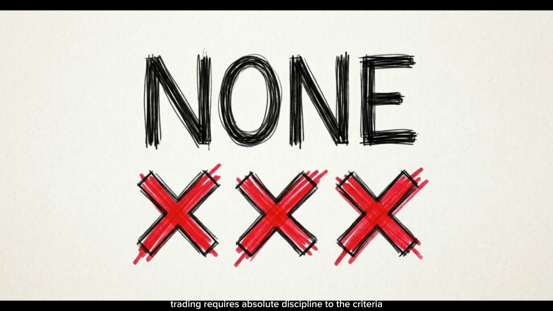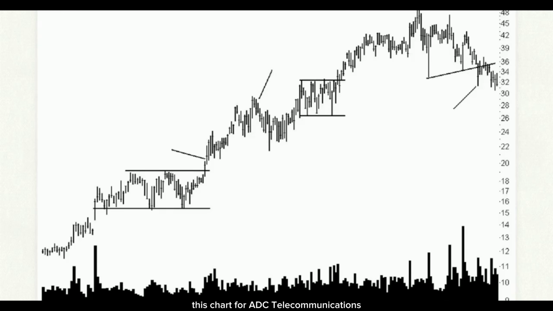Trading requires absolute discipline to the criteria. An almost perfect pattern is not a signal. It is an illusion that will drain your account. This chart for ADC telecommunications shows exactly what a profitable signal looks like in the wild. It survives all of our structural checks.